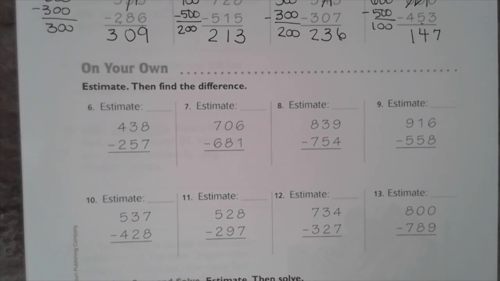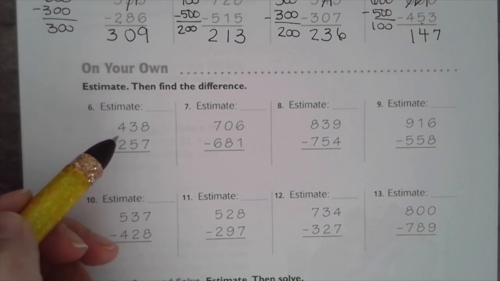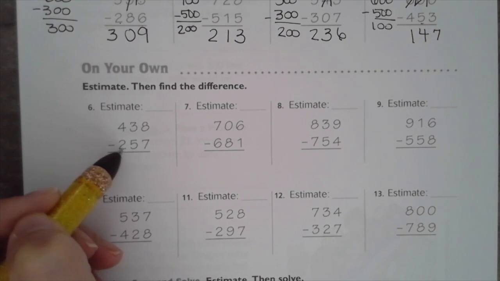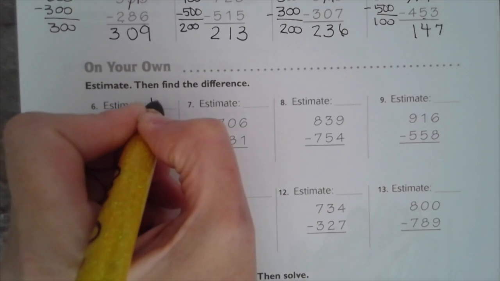All right, pause the video for, I don't know, 7 or 8 minutes. Work all of these. 6, 7, 8, 9, 10, 11, 12, and 13. And then I will meet you back and I will let you check your answers. Okay, so the first thing I'm going to do is 438 rounds to 400, 257 rounds to 300. So my estimate is about 100.